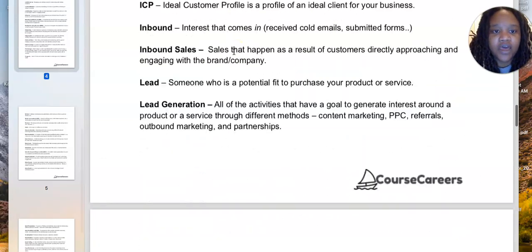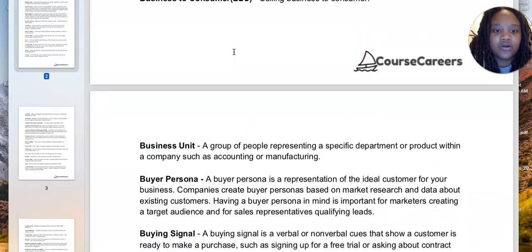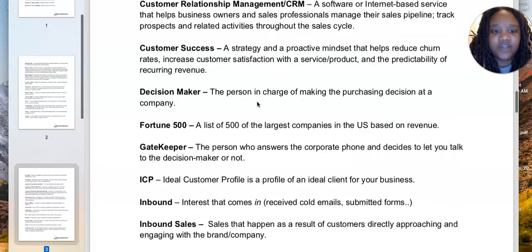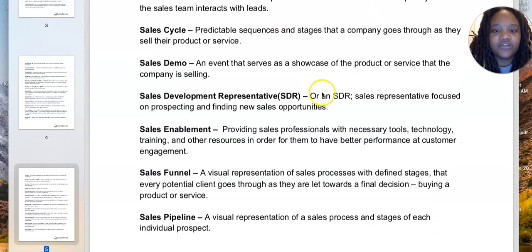Okay. So next we have a sales development representative. Kind of already talked about that up here. Wow, we went over a lot, okay, but I kind of talked about that in business development representative. Okay, so sales development representative is focused on prospecting and finding new sales opportunities. Now, I want to add on to that. A sales development representative is more so in charge of inbound. They're in charge of taking calls, answering chats, qualifying leads, and passing those leads to account executives.